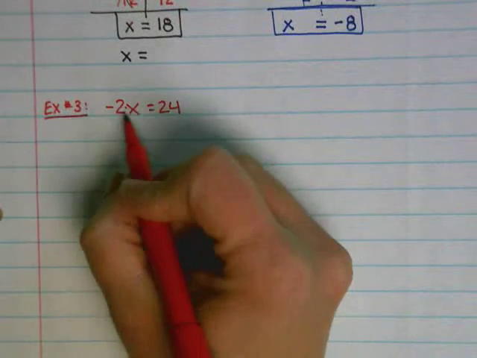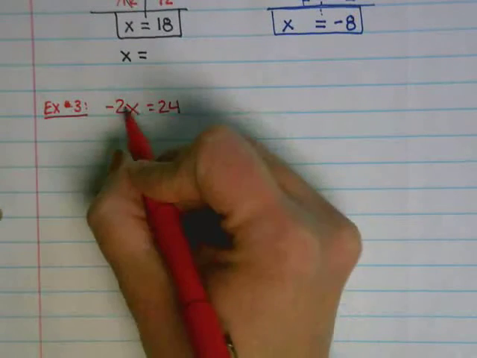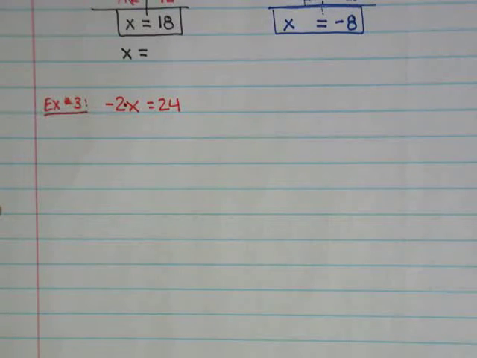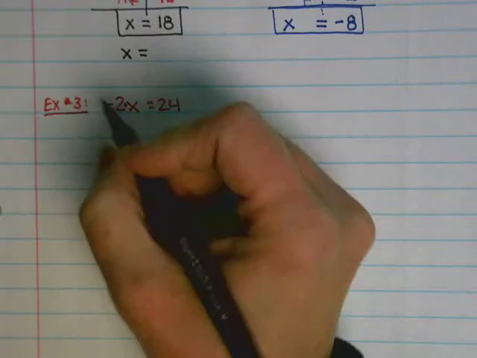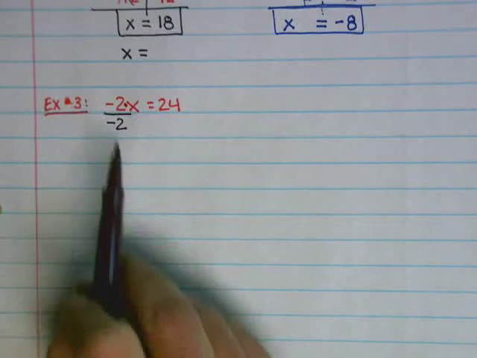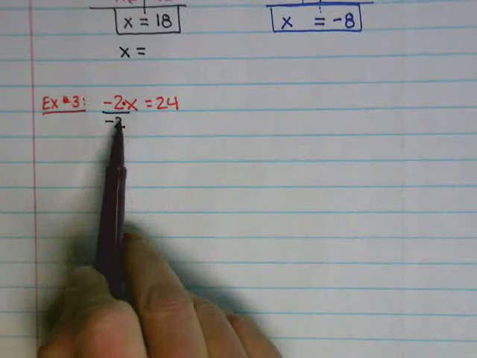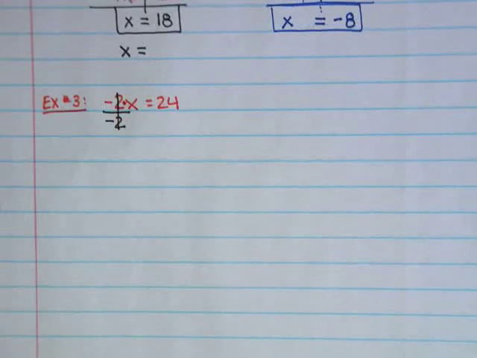So what needs to go away to have the x by itself here? Well, that negative 2 times needs to go. How do we get rid of times? Well, we do the opposite. What's the opposite of multiplying? The opposite of multiplying is dividing. So if I'm multiplying by negative 2, the way to get rid of that would be to divide by negative 2. Because negative 2 divided by negative 2, anything divided by itself is just 1. So when that crosses out, that just becomes a 1.